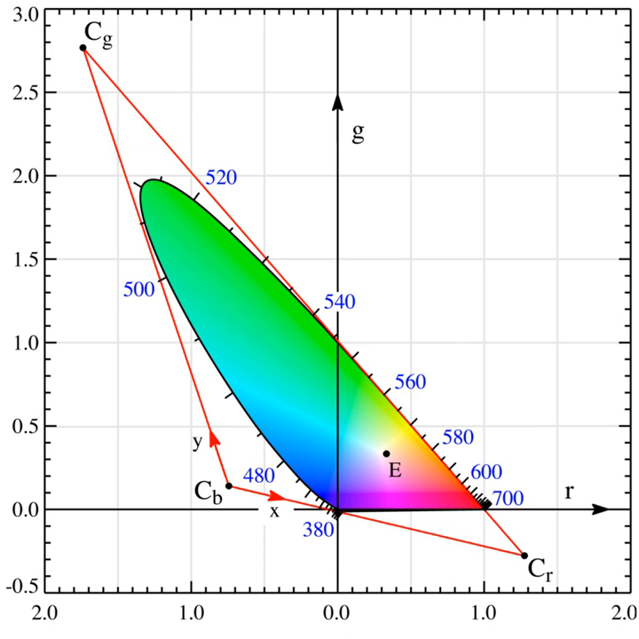The X and Z tristimulus values can be calculated back from the chromaticity values x and y and the Y tristimulus value: X = (Y/y)x, Z = (Y/y)(1 - x - y).